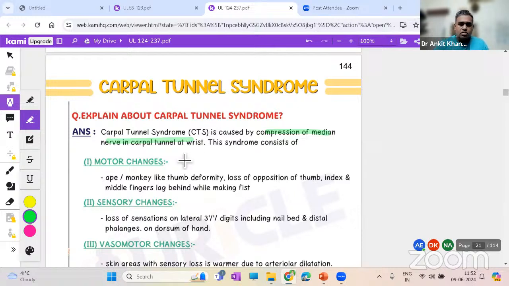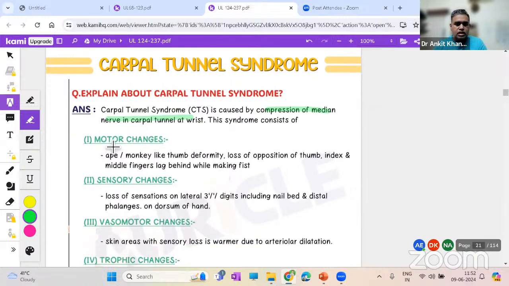Okay. So let's see over here what I'm telling you, the clinical scenario that we see in patients. Motor changes: you have the ape or monkey-like thumb deformity, with loss of opposition. So there is loss of movements of the thumb, and the thumb slowly comes into the adducted position. Why? Because the adductor pollicis is the only thumb muscle that is not supplied by the median nerve. So the adductor pollicis will be working efficiently because it is supplied by the ulnar nerve.